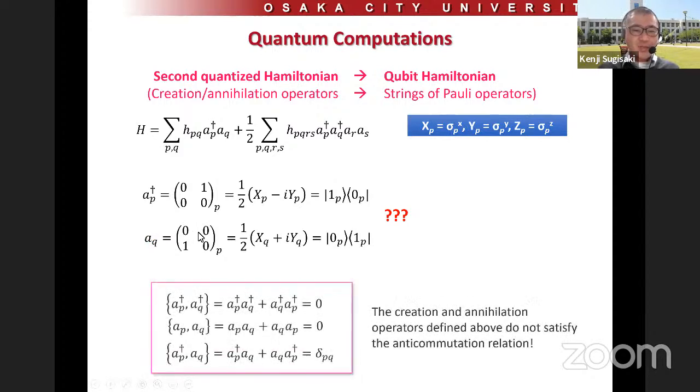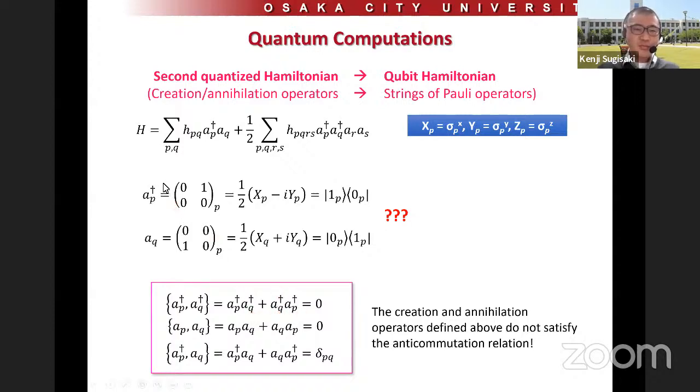However, because electrons are fermions, the wave function is anti-symmetric. So the creation and annihilation operators should satisfy these anti-commutation relations. But the creation and annihilation operators defined above don't satisfy these anti-commutation relations. Let us think about a_p a_q† + a_q† a_p.